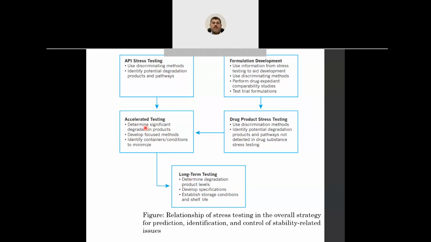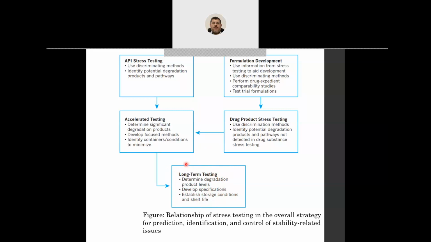Accelerated testing, I just keep at a higher temperature than the storage one, but not a very severe temperature. This one can be used for determining significant degradation products, developing focused methods for analysis, and identifying containers and conditions to minimize the degradation. So I can also store in different containers and see the drug container or formulation container compatibility. Long-term testing is where we determine degradation product levels, develop specifications, and establish storage conditions and shelf life. Long-term testing is used for calculation of shelf life mainly.